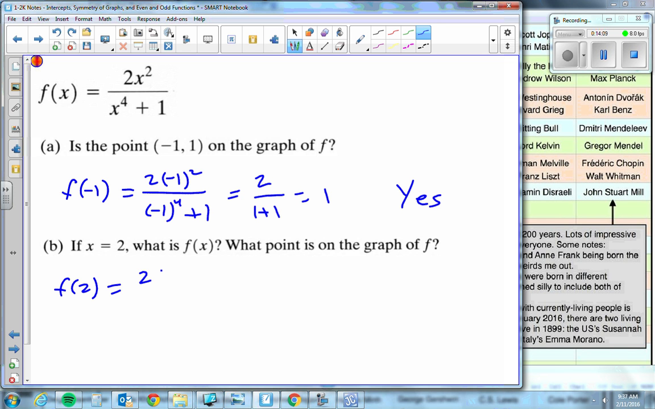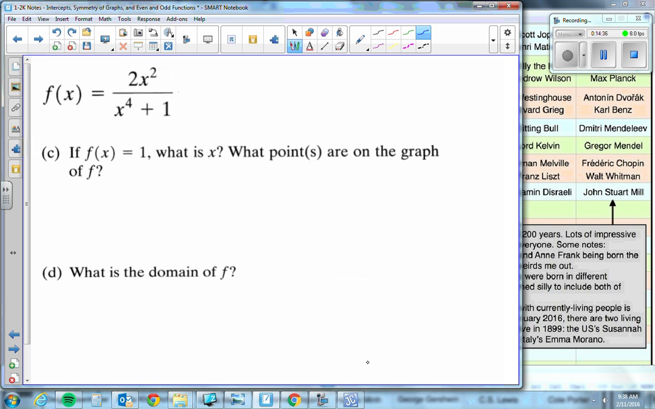So you get, yeah, that's right. You get 4 times 2 is 8 from the numerator. 16 plus 1 is 17. So as an ordered pair, it was an x value of 2, a y value of 8/17. Just don't get the order backwards when you do that. The function value is the y value. I'm going quickly, but we need to.